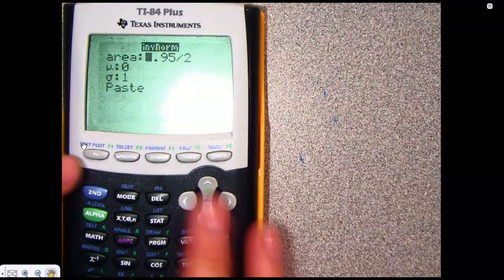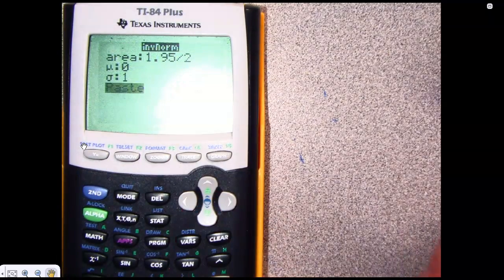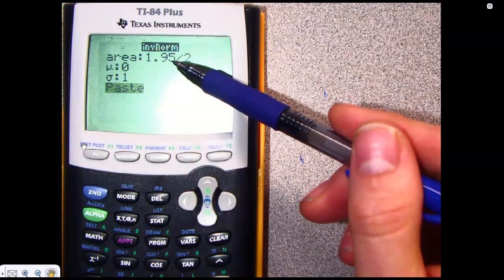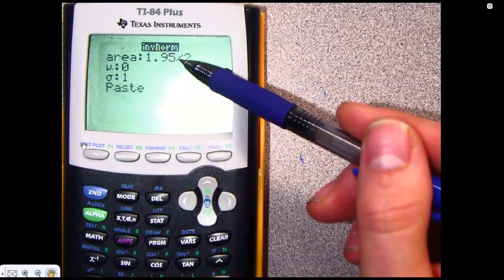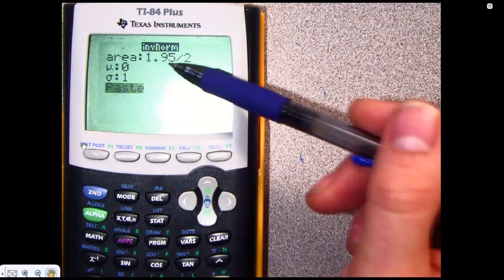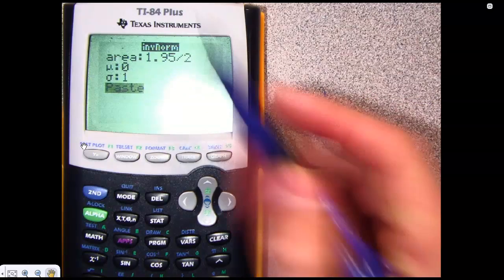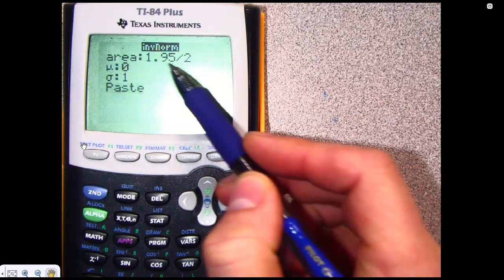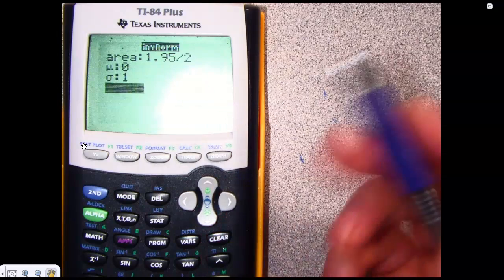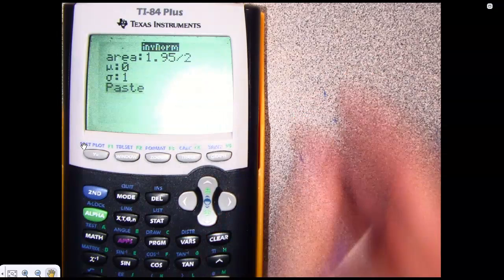1.95 divided by 2. So the general idea is if it's a 98% confidence interval, you'll do 1.98 divided by 2. If it's a 90%, you'll do 1.90 divided by 2. So you're just putting the confidence level in that spot. We good? We got 1.96? Alright.